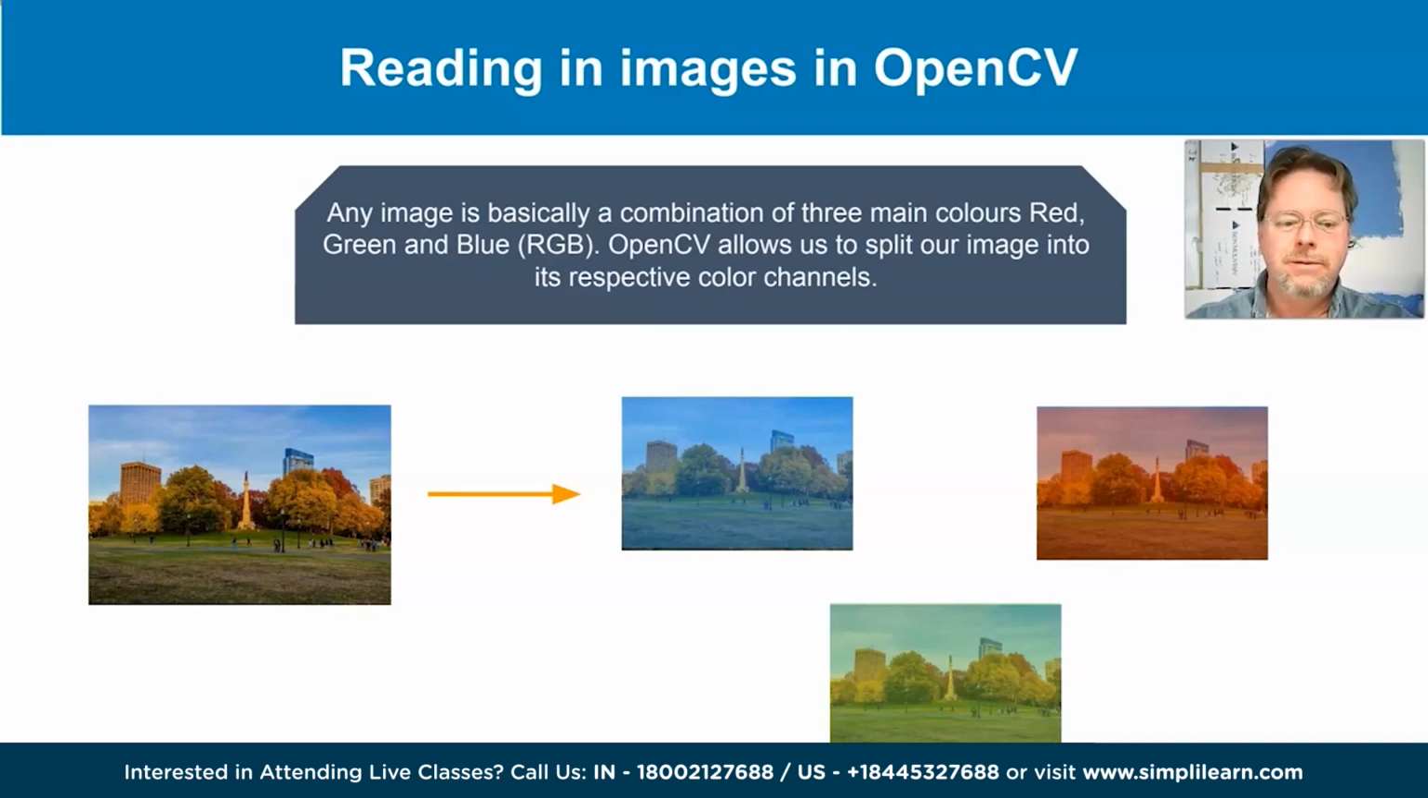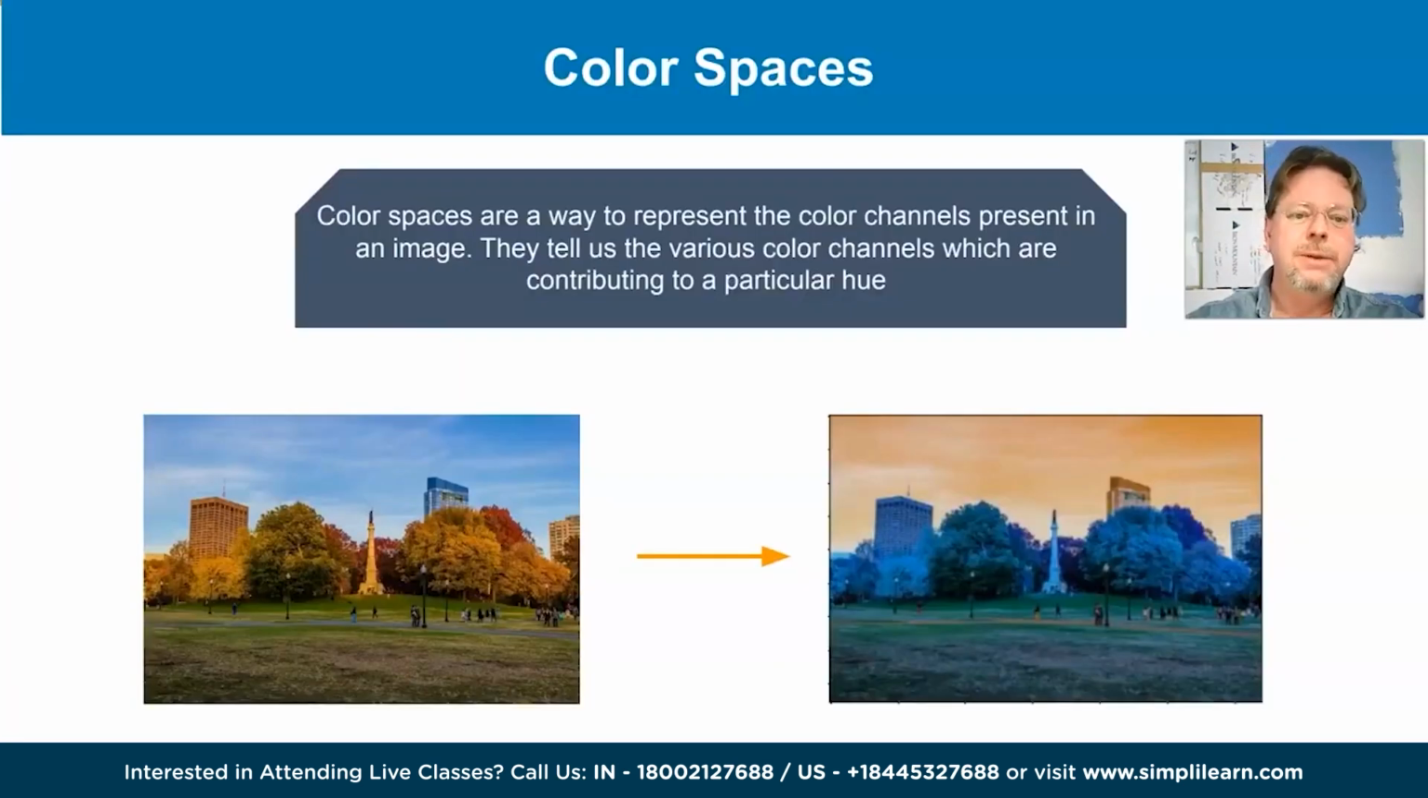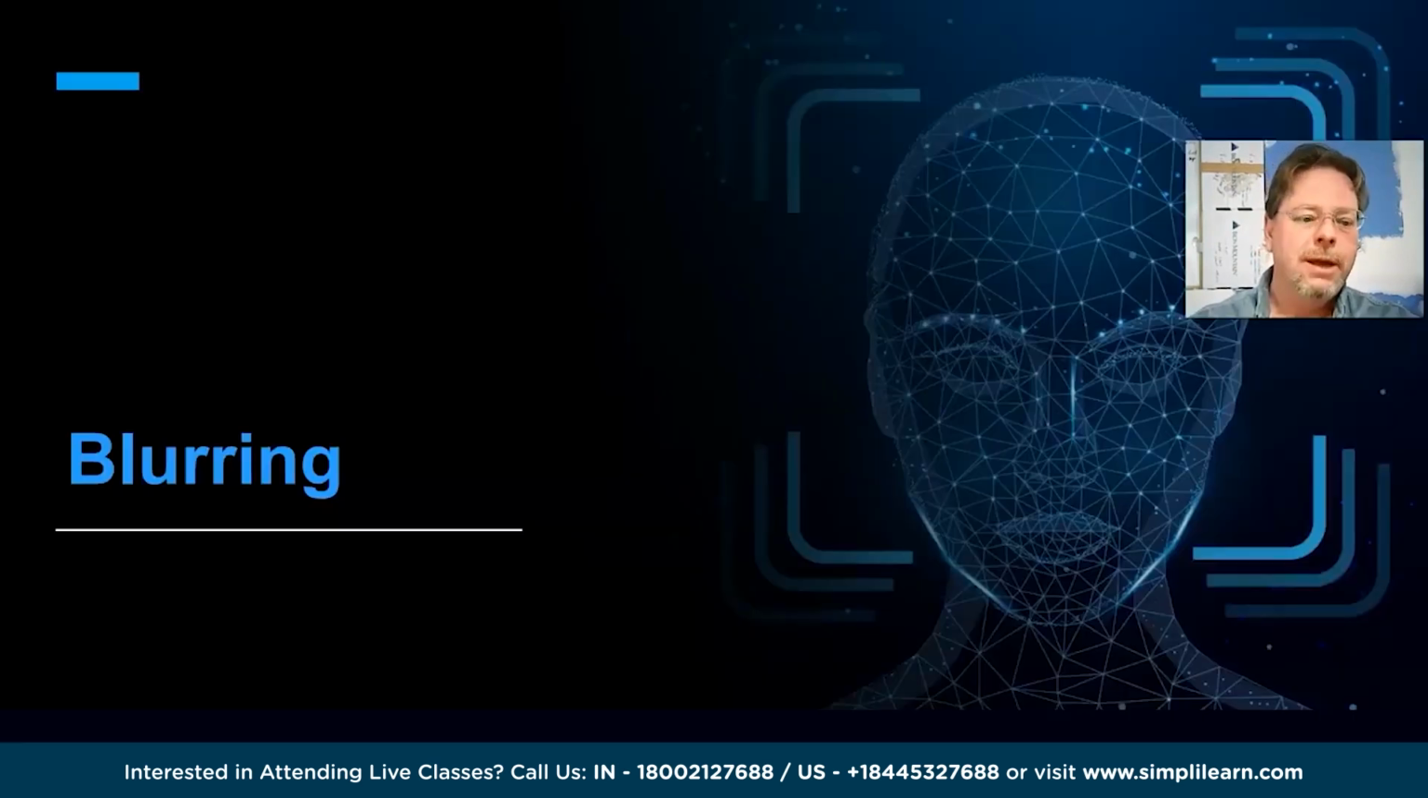And you can see here we've taken the image of a little landscape and we've sorted it out into different channels, and you can see how you have it all in the blues, the reds, and the greens. And there's also color spaces. Color spaces are a way to represent the color channels present in an image. They tell us the various color channels which are contributing to a particular hue. So again, we can pull things out based on the hue and the images and colors on there.